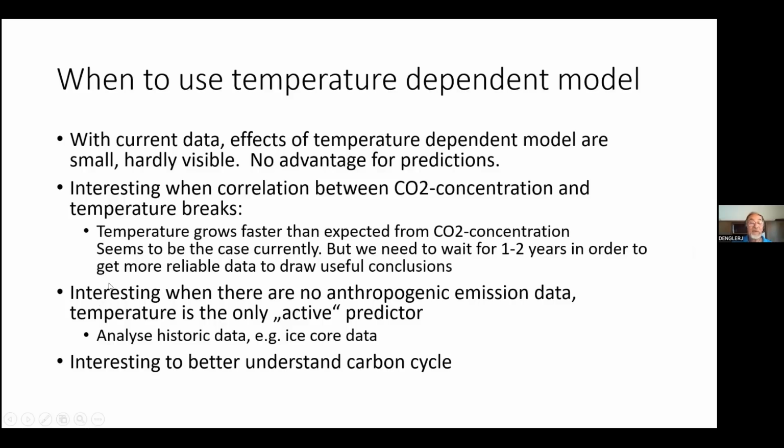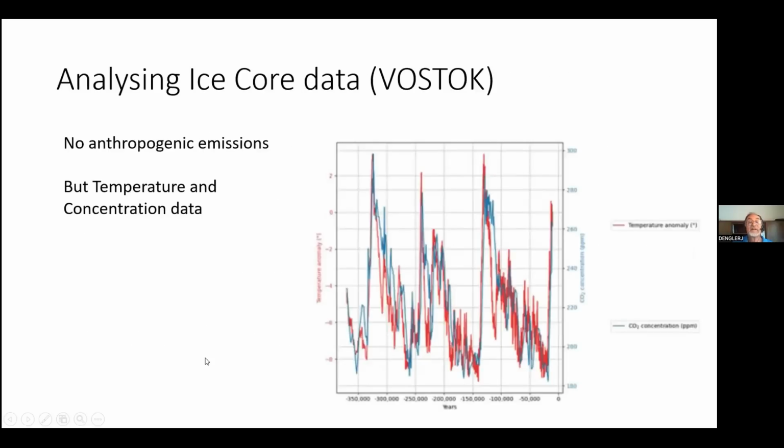Also interesting, when there are no anthropogenic emission data, then temperature is the only active predictor. So for example, when we analyze historic data, for example, ice core data, and this is what we will do. Also, the temperature-dependent model is interesting because it gives us a better understanding of the carbon cycle. I will talk about this also a bit. First, let's analyze the ice core data of the Vostok ice core.